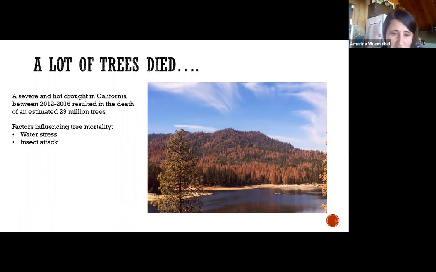By healthy trees, I mean trees that had access to more water. And so this drought was a pretty big deal. We think it was unprecedented in the last 1,200 years. But we also think that we can expect a lot more of these types of droughts with climate change. So we thought it was an important study opportunity.